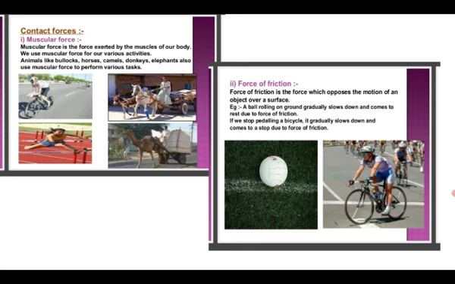Second contact force, force of friction. Friction is a self-created force when two objects come in contact. This friction force always opposes the motion. Force of friction is the force which opposes the motion of an object over a surface. Here you can see one example: a ball rolling on the ground gradually slows down and comes to rest due to friction of the ground. If we stop pedalling a bicycle, it gradually slows down and comes to a stop due to the force of friction of the ground or the road.